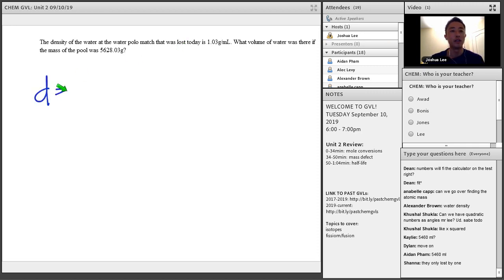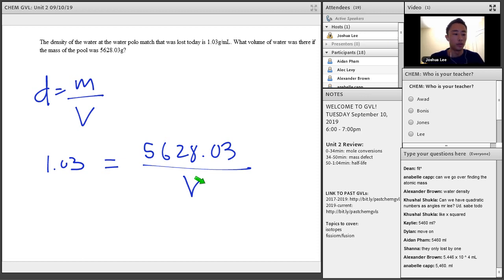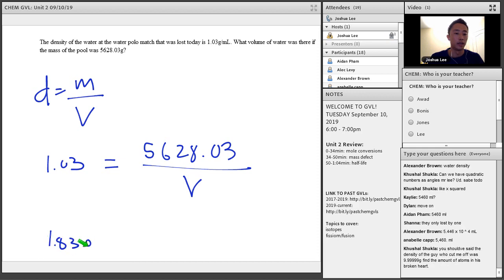M over V. We know the density is 1.03. We know the mass is 5,628.03 over V. Then at this point, if you got 1.830 dot dot dot times 10 to the negative fourth, that's what some people get. You should have said the density guy who cut me off.